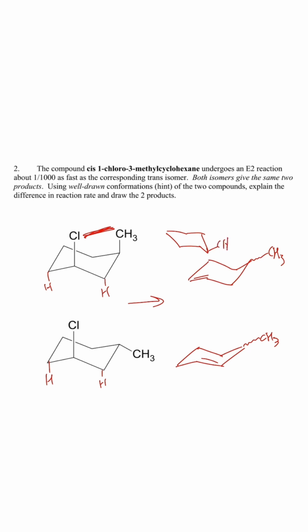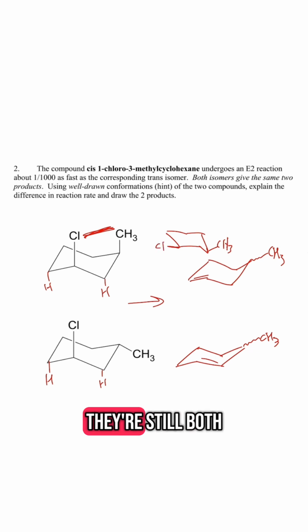We have our CH3 here. And this is our position now. We're going to have our chlorine here. They're still up. They're still both cis to each other. However, now they're in the diequatorial form, which is much more stable because we removed that 1,3-diaxial interaction.